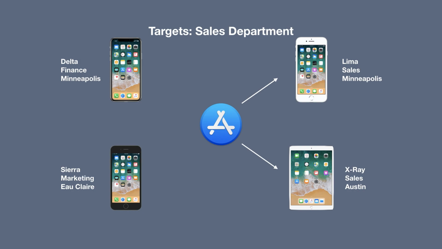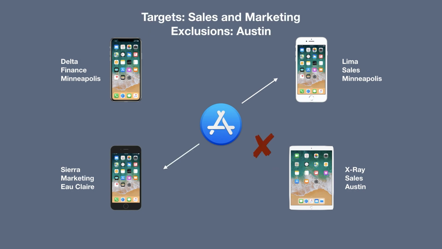We can also target multiple departments. Let's send the app to sales and marketing, but exclude the Austin building. Now the app is available to Lima and Sierra, and even though X-Ray is a part of the sales department, they will not receive the management task because they're in Austin, which is excluded from the scope. Exclusions will always take precedence over targets, so keep that in mind.